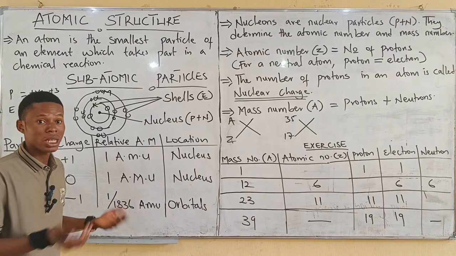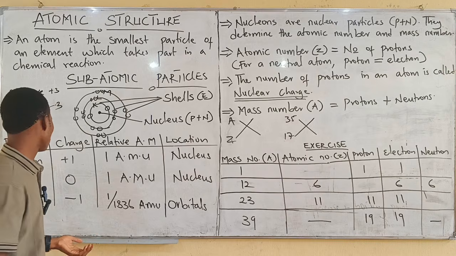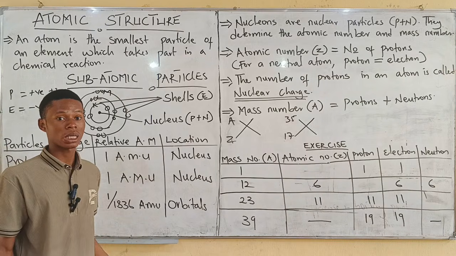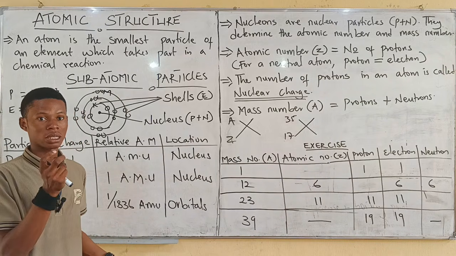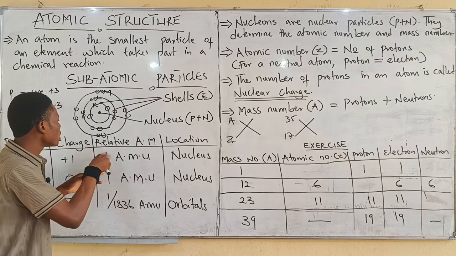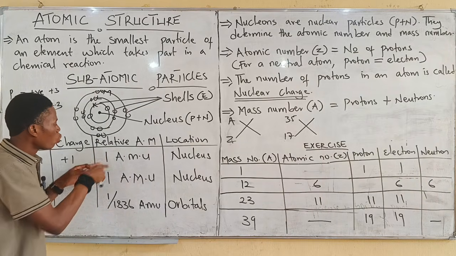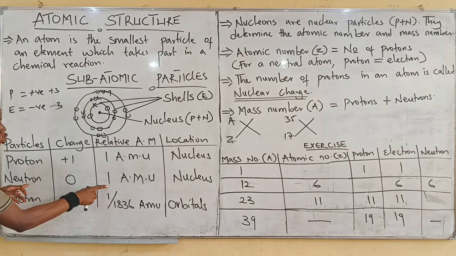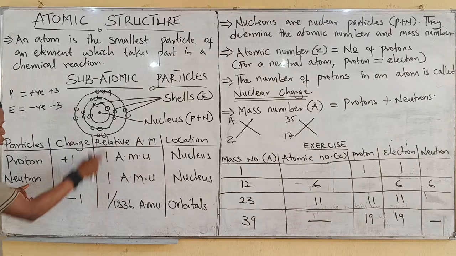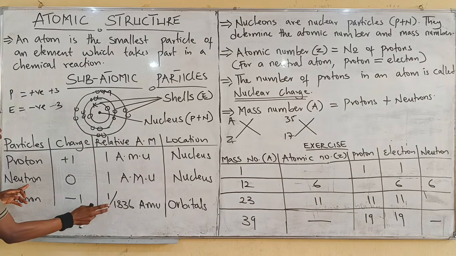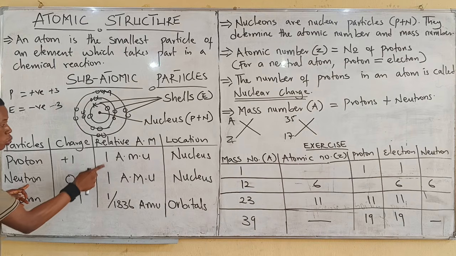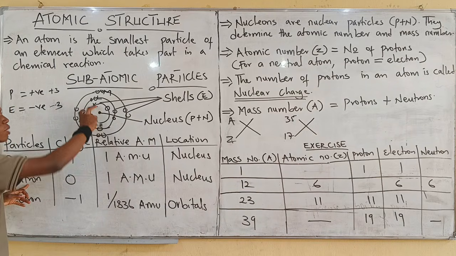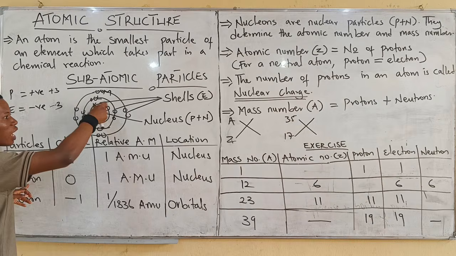In fact, we don't even consider it because it's too small. So most times we just say the electron does not have mass because it's very, very tiny. Now, what determines the mass of the atom then will be this one and this one, proton and neutron, found in the nucleus, because the electron's mass is very, very small.